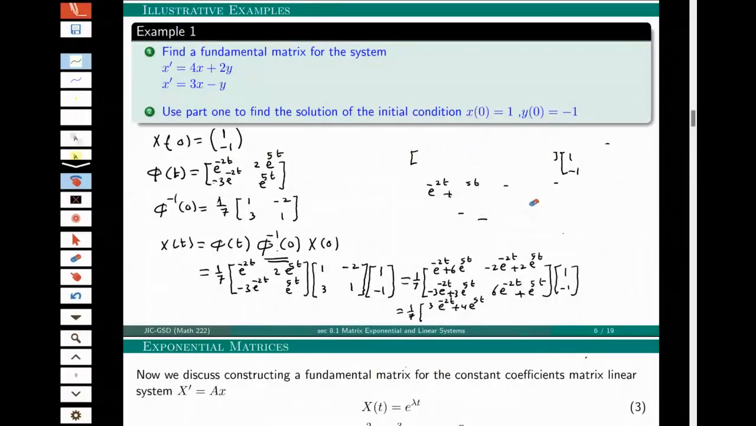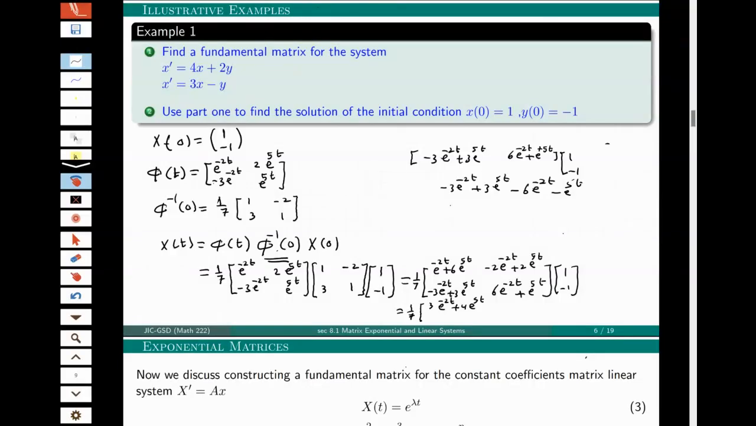Same thing, second row. Now the second row we have times the first column. So the second row I have minus 3 e raised to the power minus 2t plus 3 e to the power 5t. We multiply it with 6 e raised to the power minus 2t plus e raised to the power 5t. So I'll get minus 3 e raised to the power minus 2t plus 3 e to the power 5t minus 6 e raised to the power minus 2t minus e to the power 5t.